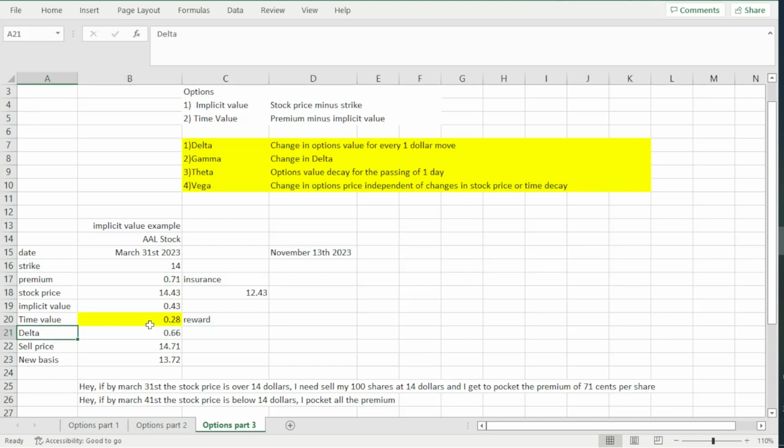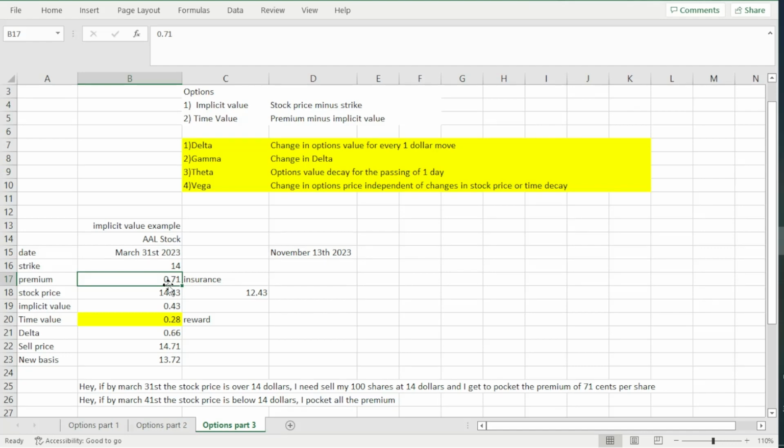So this delta on a covered call standpoint is saying, hey, for every $1 that goes down, you are insured for 66 cents on the dollar. But you're insured up until this amount right here. After this amount, you're not insured. You're not FDIC insured after this amount. So that is essentially what that's saying.